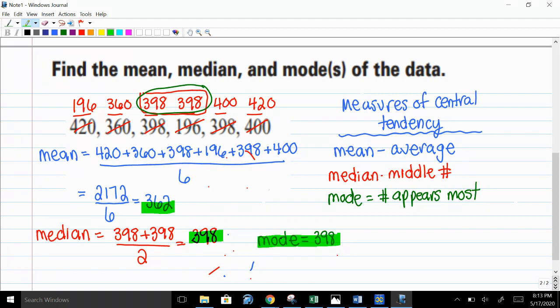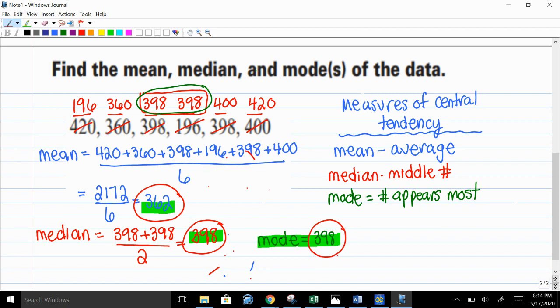So our measures of central tendency for this set of data: your mean, your average, is 362. Your median, your middle number, is 398. And your mode, the one that appears the most, is actually also 398. It is possible to have 2 of them be the same thing. It is possible to have all 3 of them be the same thing. Depending on the data, the numbers should be close to each other.